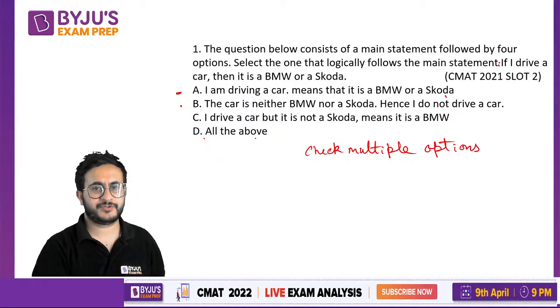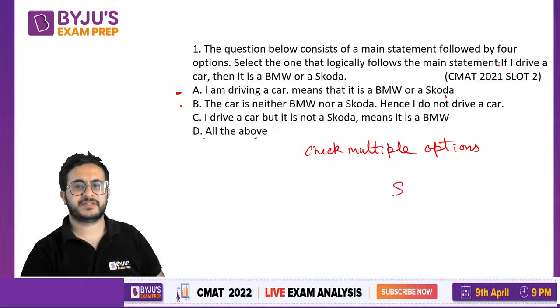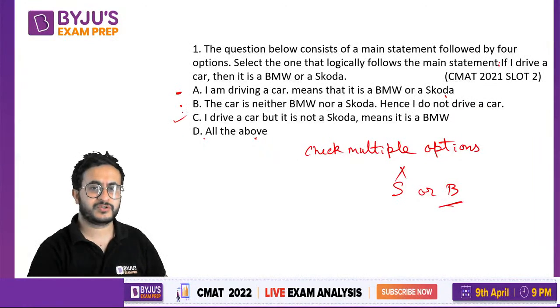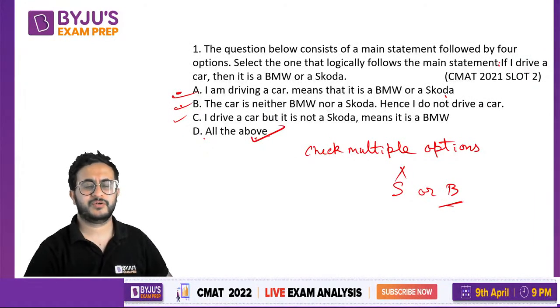So ideally the answer should be all of the above. Let us see this: I drive a car, but it is not Skoda. So what does he drive? He drives Skoda or BMW. If it is not Skoda, then it has to be BMW. So this is also true. So all are true, hence all of the above.